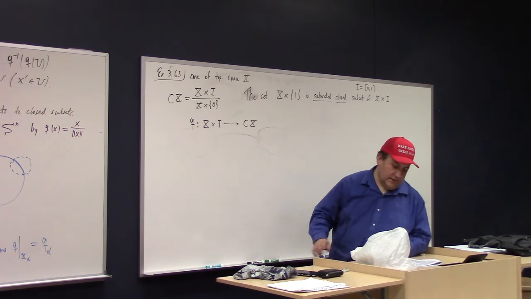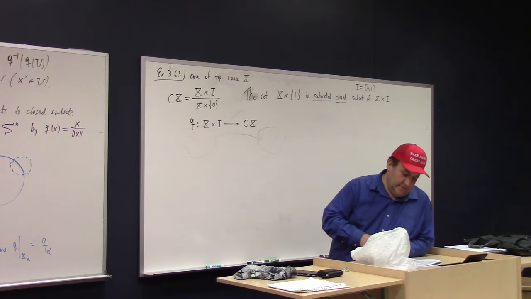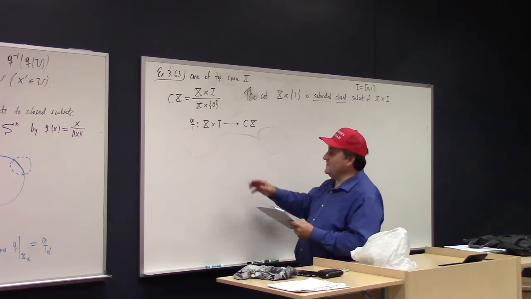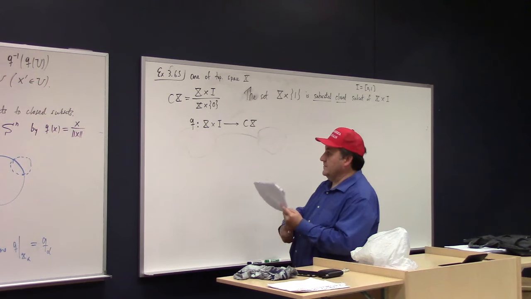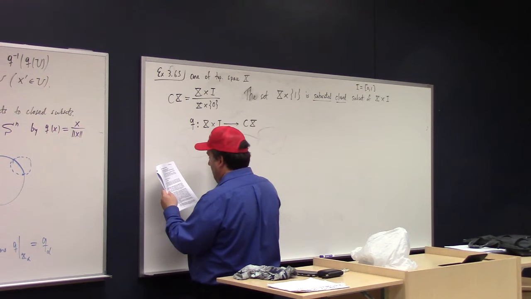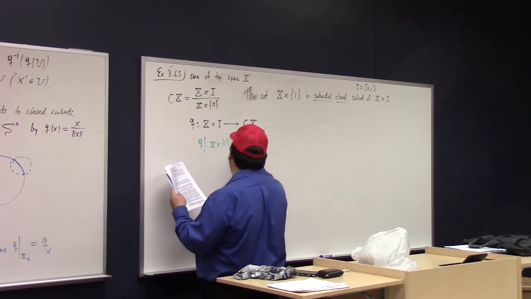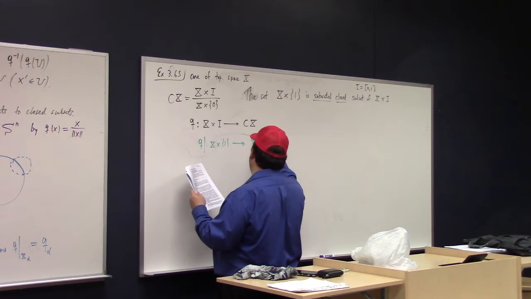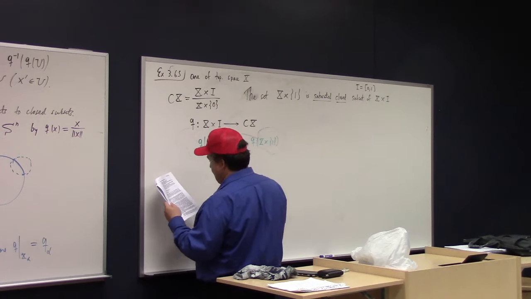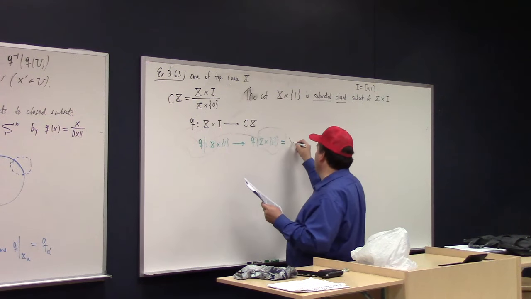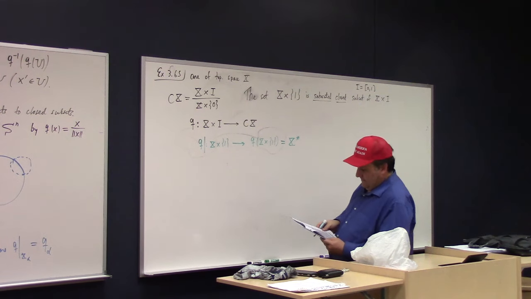All right. So he says, anyway, this is a saturated closed subset of X cross I. So the quotient map here restricts to a quotient map from X cross the singleton onto its image. And he calls this X star, I think.